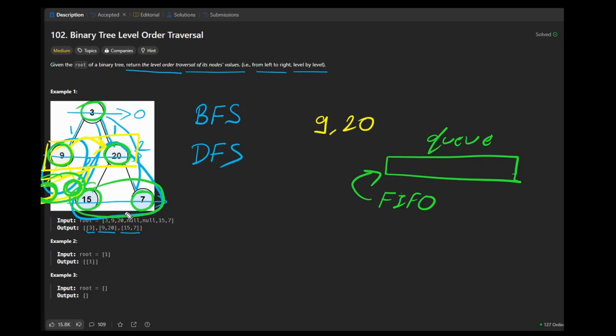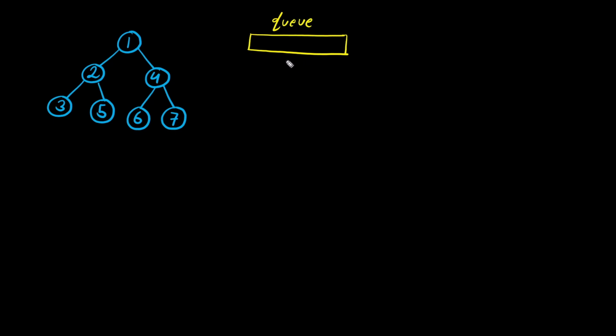This is processed after 20. Let's take an example and see how this level order traversal would work. Let's say I have this example. This is a binary tree and we have a queue. First thing, we would initialize this queue with the root of the tree. So 1 goes over here.